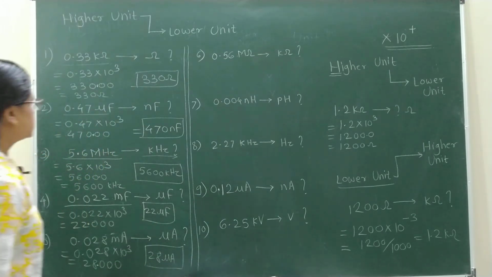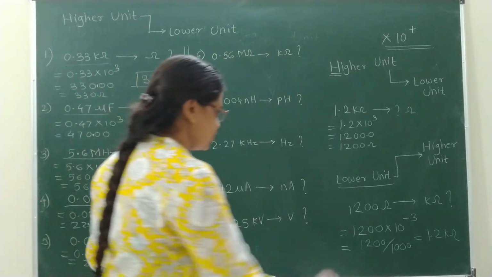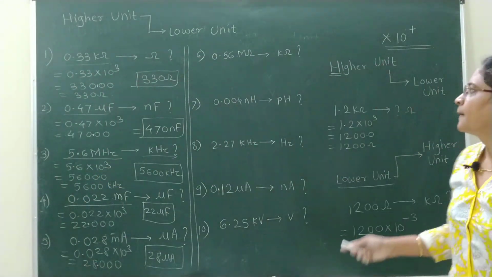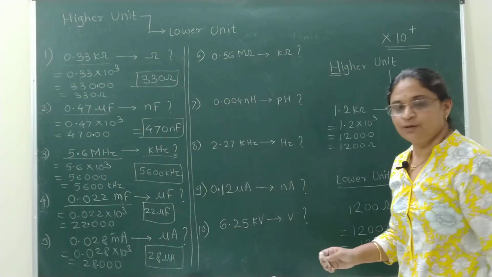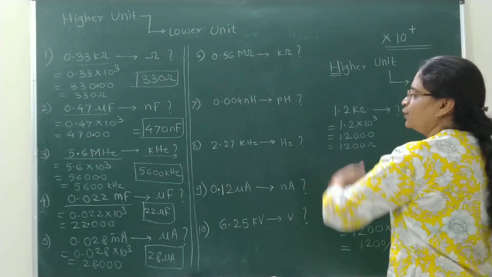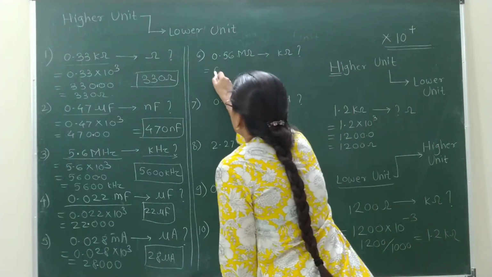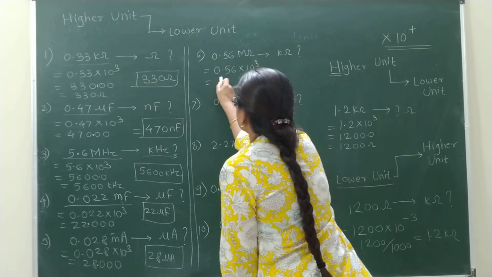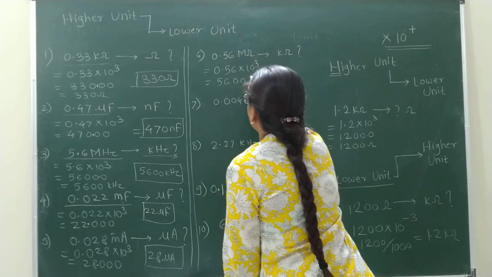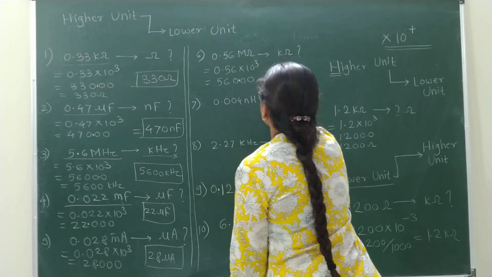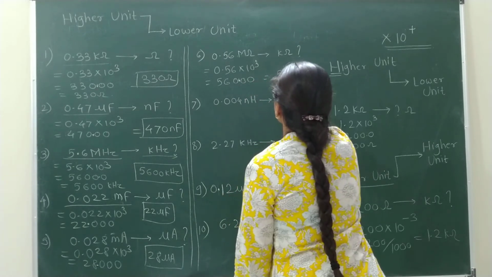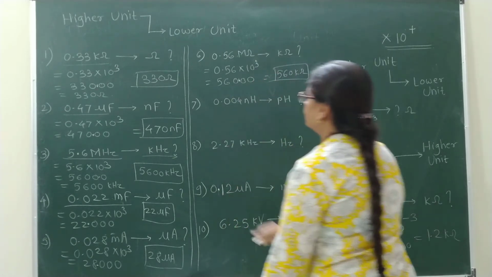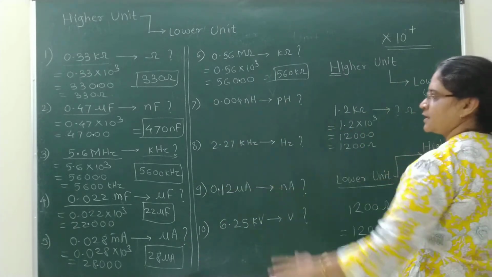Okay, now the sixth example is 0.56 mega ohm to kilo ohm. Again, higher unit to lower unit. Multiply 0.56 by 10 raised to plus 3. So here it shows the adjustment as decimal 2 digits. It shows 560 kilo ohm. Decimal point is shifted towards right.